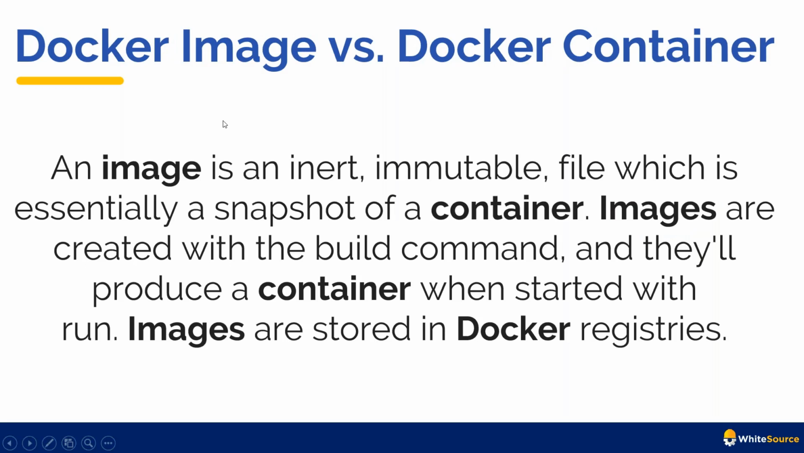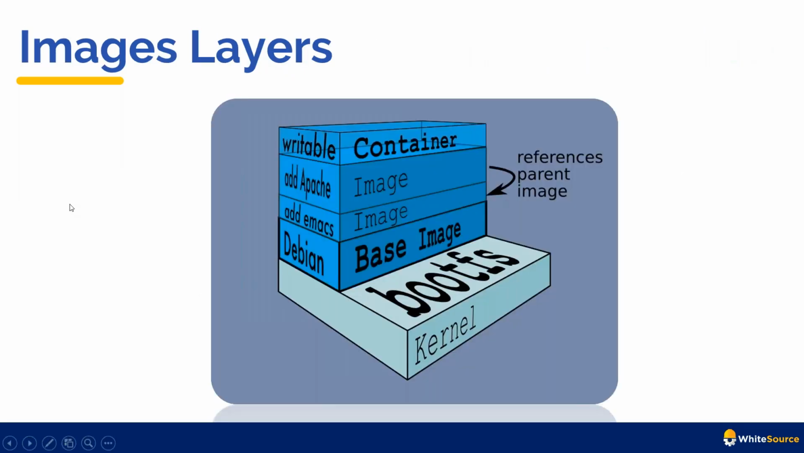The next thing that's important to understand is the difference between a Docker image and a Docker container. A Docker image is static, right? This is the immutable file that I actually have, the snapshot of the container. A container exists after we build the image. And images, as we mentioned, are stored in Docker registries. Now, image layers are a very important concept to understand when speaking about security.